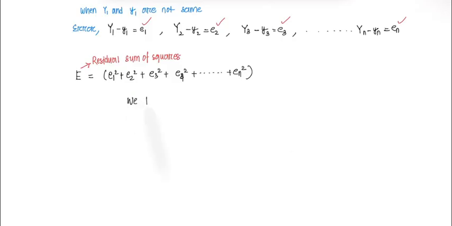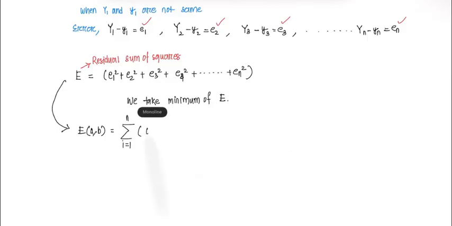We take the minimum of E, minimum of E. So the error is the sum from i equal to 1 to n of a xi plus b minus yi, squared. We are writing this, okay.